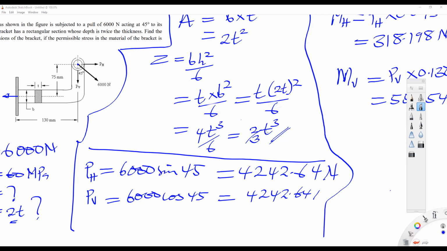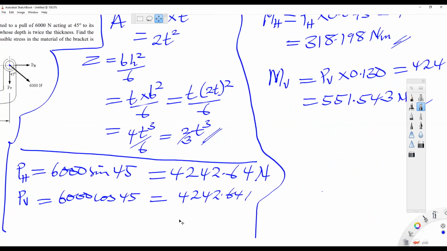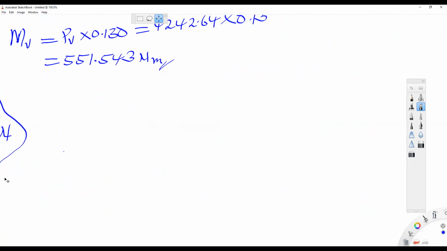Okay, so let's continue. So we realize that when you look at it, there will be bending stress caused by the vertical component about the neck. Then there will also be bending stress as a result of the horizontal component about that same area. But you realize that the horizontal component will also cause some tensile direct stress at the area, because it's pulling in that direction. So there'll be some tensile stress produced by the horizontal component at the neck region. We need to determine all these stresses, then add them up and equate it to the allowable stress that has been given to us. So let's take them one by one.